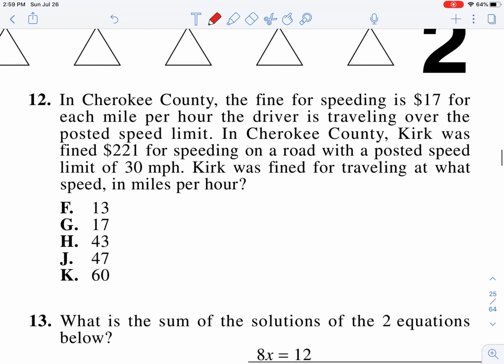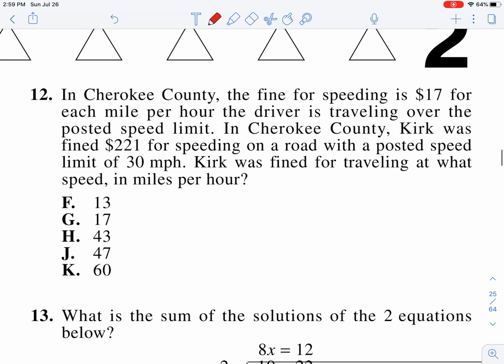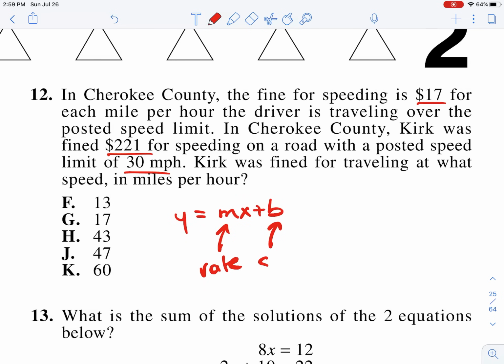In Cherokee County, the fine for speeding is $17 for each mile an hour the person is over the speed limit. Someone was fined $221 when the limit was 30. Kirk was fined for traveling at what speed? So again, we can look at this as a y equals mx plus b scenario. I'm bringing this up because it's the same idea: you have a rate, and then you have a set value.